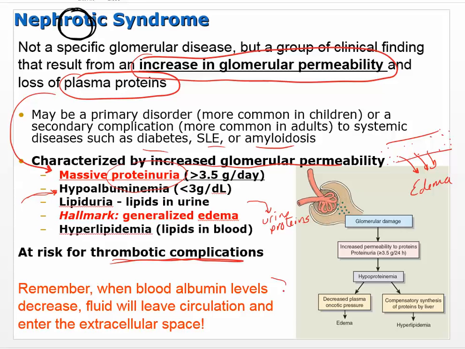So again, I put down here, remember when albumin levels decrease, fluid will leave circulation and enter the extracellular space. And don't forget about this. It's an easy thing to forget because we kind of simplify or generalize. And we say, oh, well, the main protein in blood is albumin, which is true, but don't forget that the liver is making lots of proteins. Lots of different necessary proteins are circulating in your blood all the time, and some of those have to do with clotting. So make sure that makes sense to you.